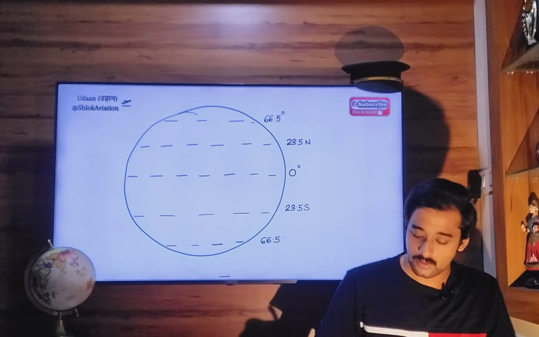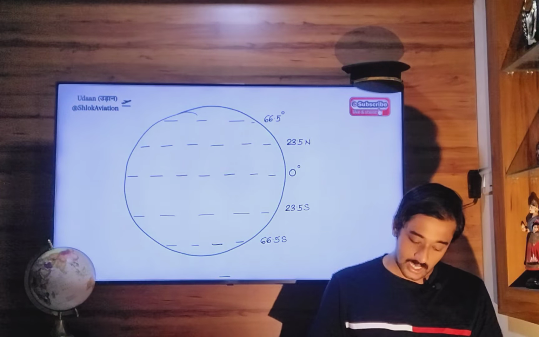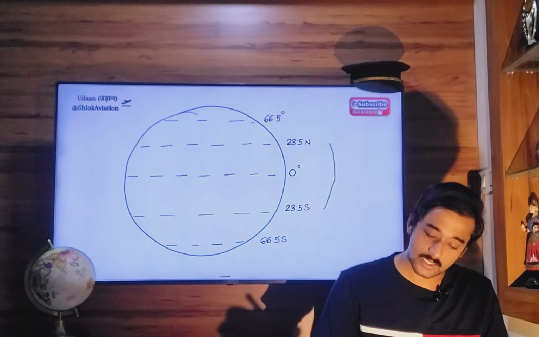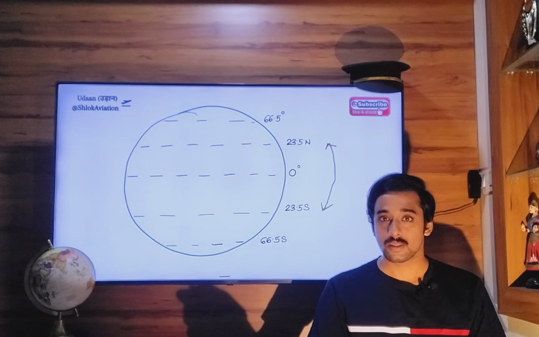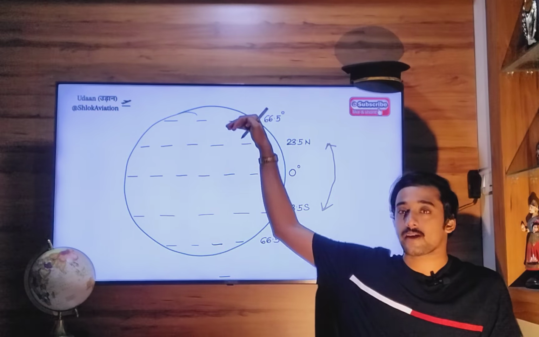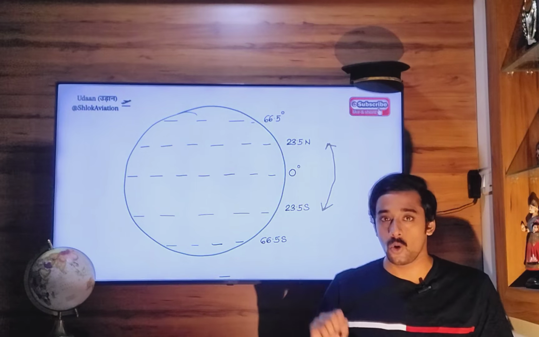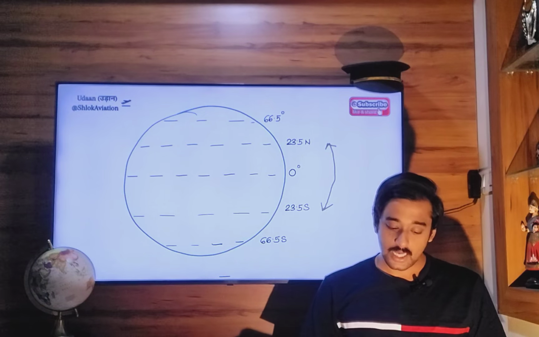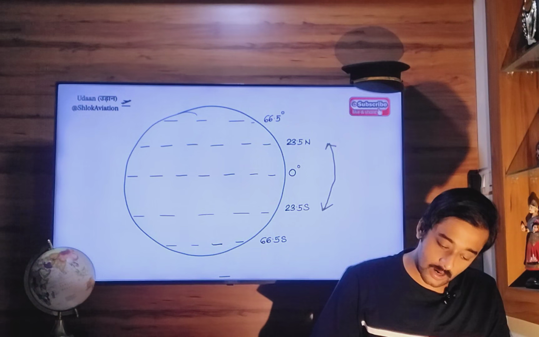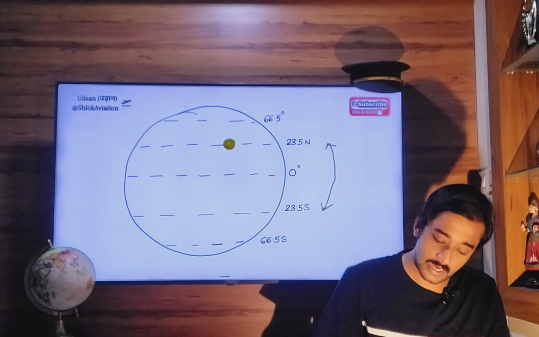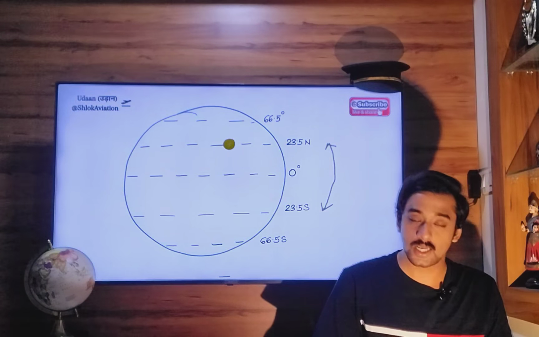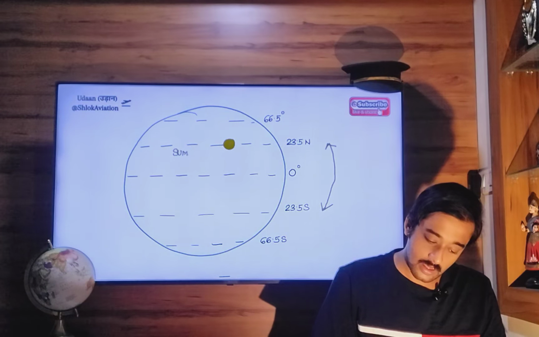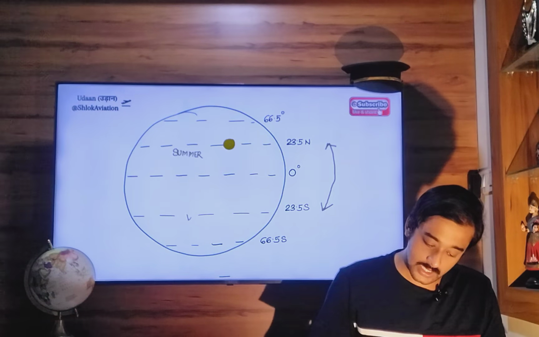Okay, so now the sun can move only between these two latitudes, Tropic of Cancer and Tropic of Capricorn. Beyond these latitudes, the sun cannot go. Okay, so next we have this Arctic Circle. Now let's say the sun is over Tropic of Cancer, 23.5 degree north latitude. When we have sun in the northern hemisphere, we will have summers in the north hemisphere and winters in the south hemisphere.